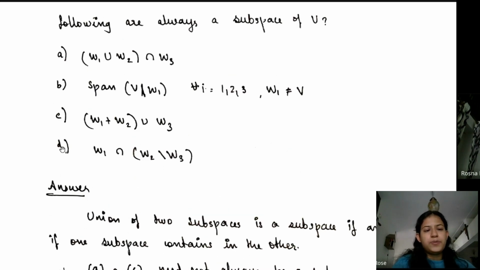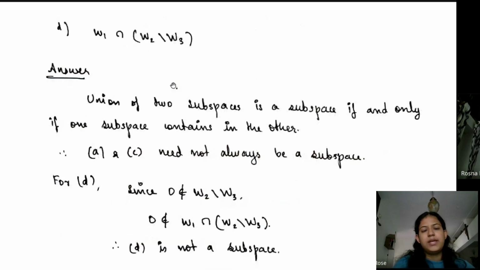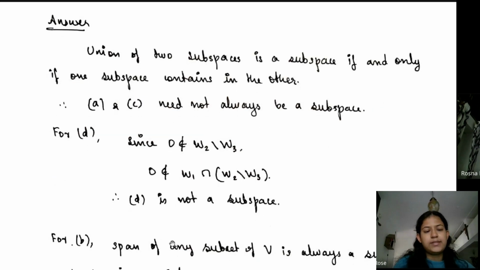And then for option D, you are taking subspace W2 and removing all the elements of W3 from it. We know that in a subspace there always exists the 0 vector, and when you remove those elements, 0 does not belong to W2 minus W3. Hence, it also will not belong to W1 intersection W2 minus W3. Since the 0 vector does not belong to it, option D is not a subspace. So the only remaining case is option B.